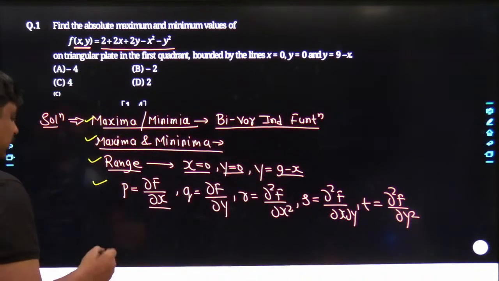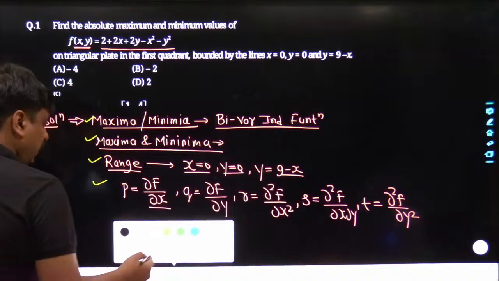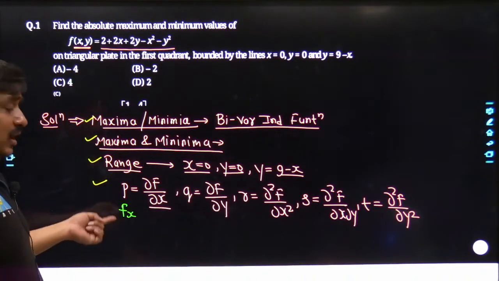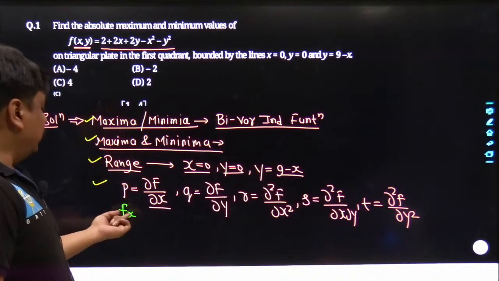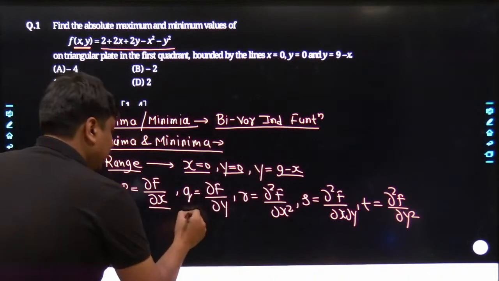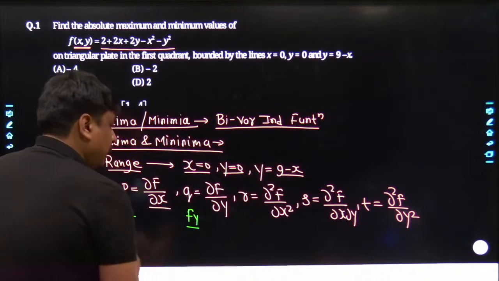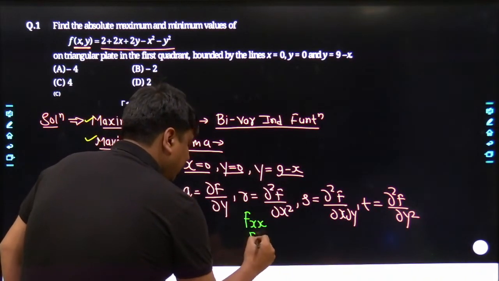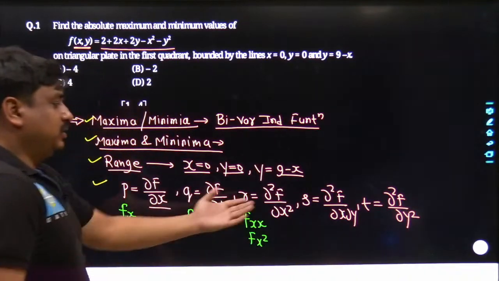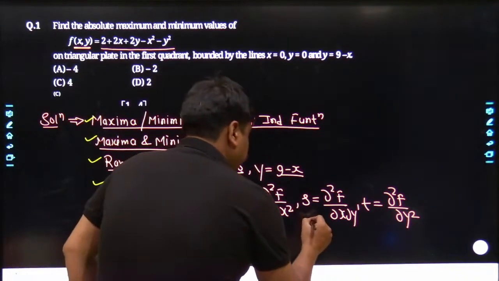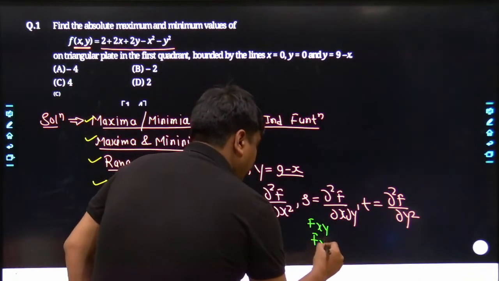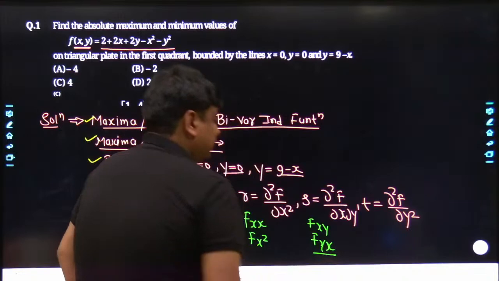And many of the times, even p has been referred to as f of x. What does that mean by f of x? That means f got differentiated once with respect to x partially. Similarly, q is also referred to as f of y. r has been referred to as f of xx. In a few of the books, it's also referred to as f of x square. Similarly, s is referred to as f of xy, or you can also write f of yx. Yes, the sequence can be changed.